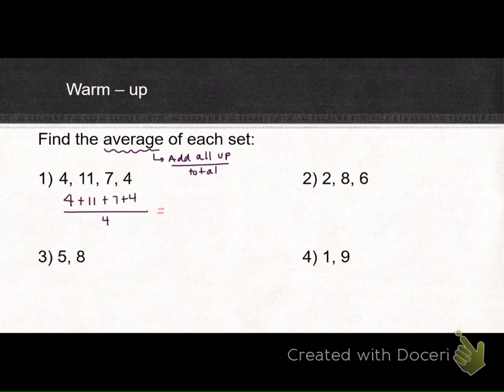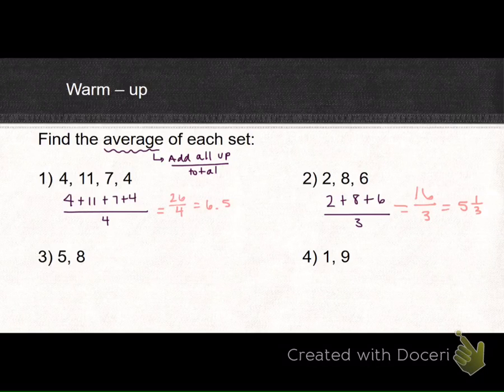What'd you get? 6.5. Yeah, so you get 26 over 4, which is 6.5. So that is the center of that. All right. Morgan, do the second one for me, and when you're ready, you can tell me what you got. So 16 over 3, which is 5 1/3, because it's 5.3 repeating. So that's 5 1/3.